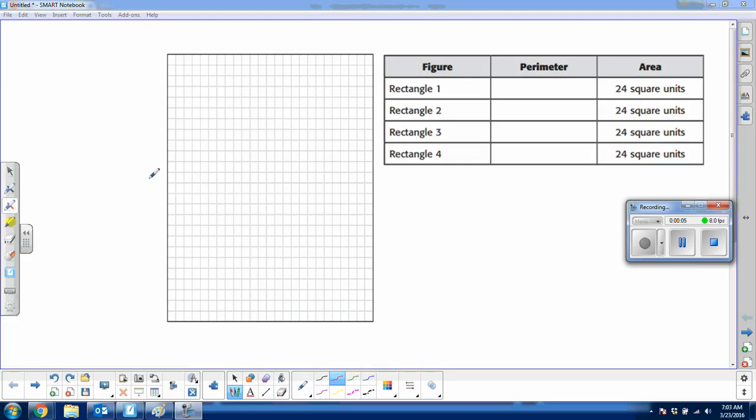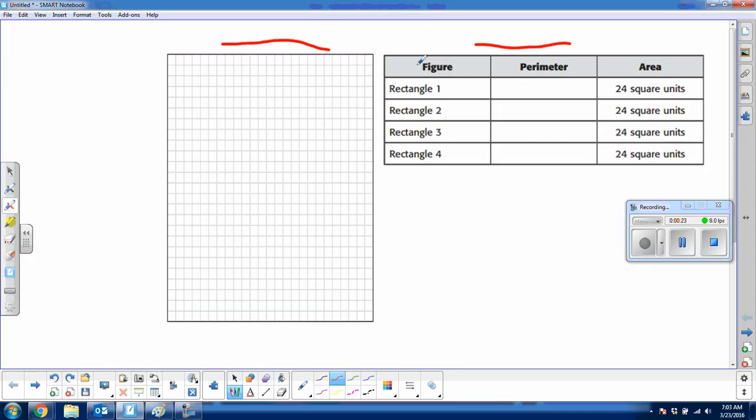Today we are going to review what we did yesterday. Yesterday we talked about seeing how area and perimeter of a shape are related. To do that, we are going to look at this area right here, as well as this table right here.